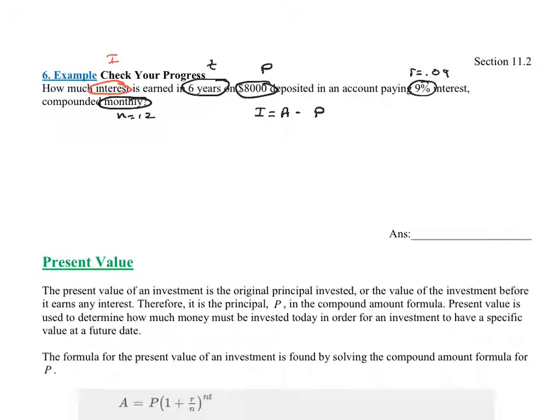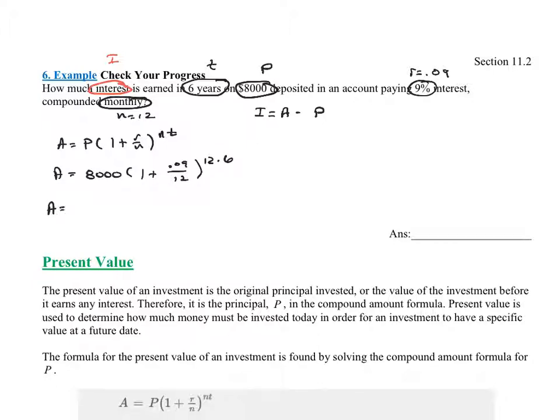Again, I do know P, but I don't know A. So to find the interest, the first thing I need to do is find A. I'll use the compound interest formula: A equals P times 1 plus R over N, to the NT. I've identified my variables and my formula, so now I just plug it in and use my calculator. A equals 8,000 times 1 plus R, which was 0.09, divided by N, which is 12, raised to the 12 times T, which was 6.